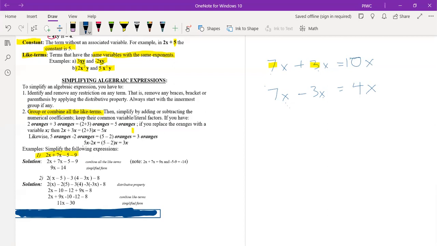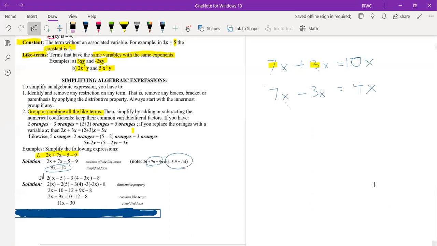Okay, so 7x plus 2x, what would that give us? You have 9x right here. All right, that's where the 9x comes from, 2 plus 7. And then you have negative 5 minus 9, which is negative 14. So you have 9x minus 14 as your answer. Okay, combine like terms.